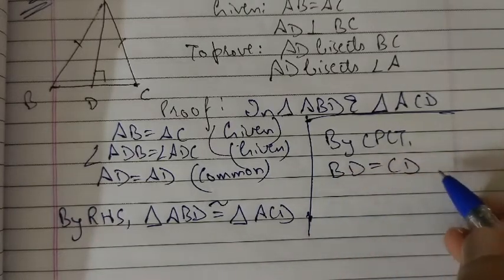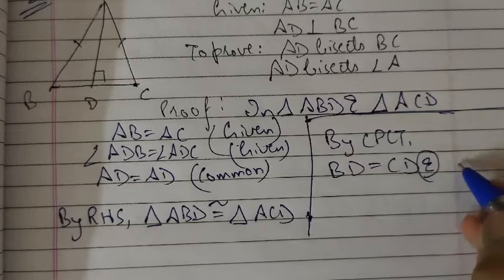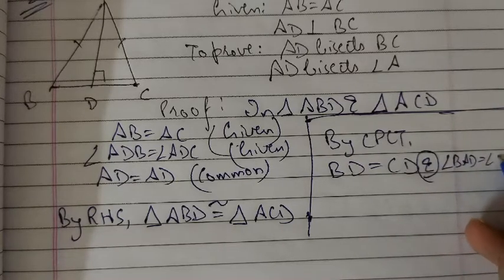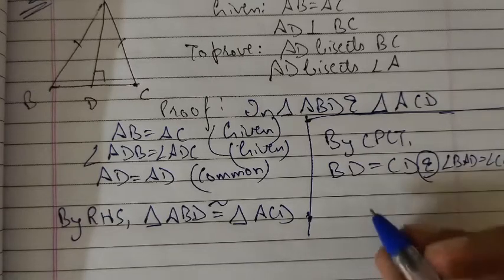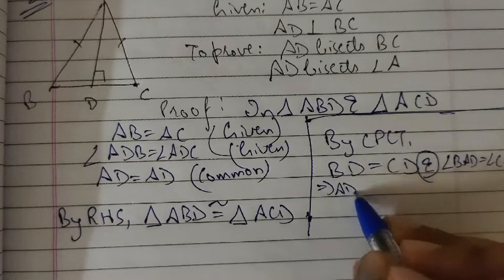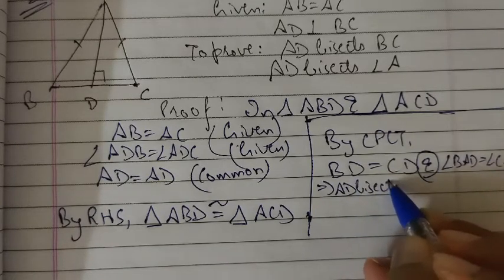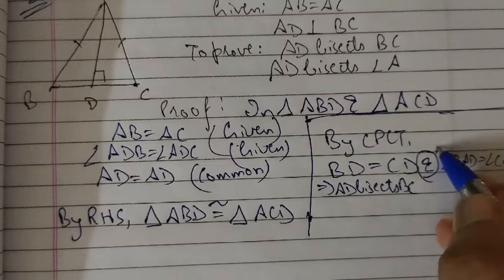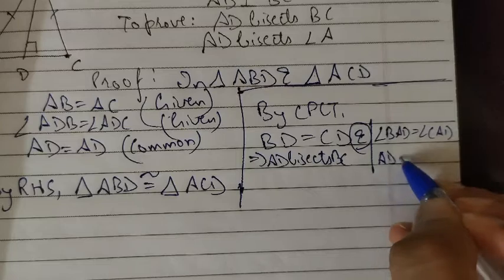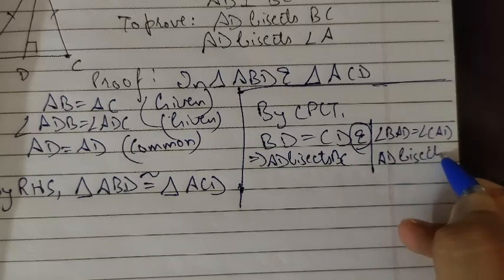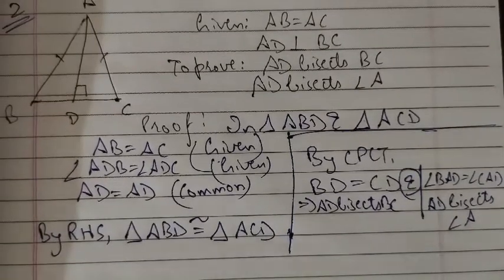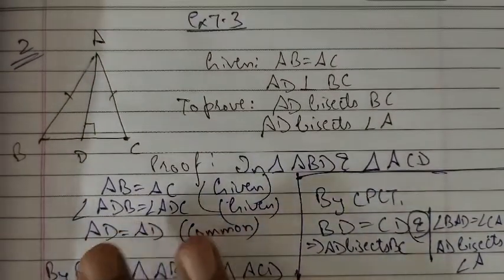And angle BAD is equal to angle CAD, right? So BD is equal to CD means AD bisects BC, and angle BAD is equal to angle CAD means AD bisects angle A, right? So this we have proved. Simple. Just make the two triangles congruent and by CPCT we did it.